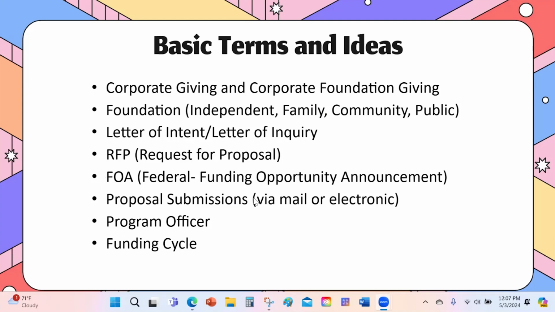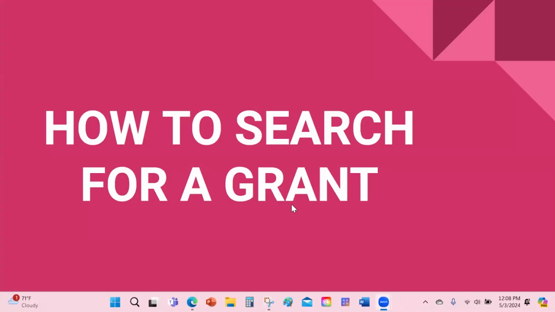Most proposal submissions these days, 95% are done electronically, but on rare occasion, we still mail a few in. Most grants always have a program officer that we can reach out to. And the funding cycle is the due dates and the time of the year and the cycle that that giving entity is going to accept grant submissions.